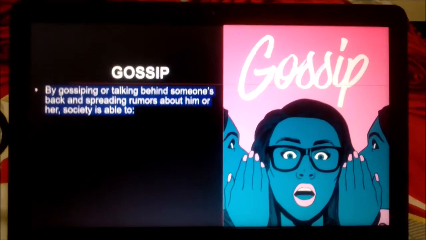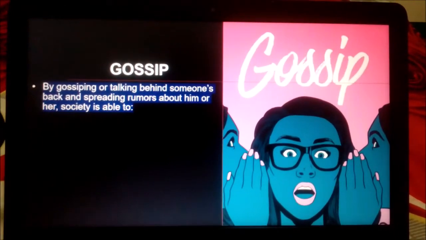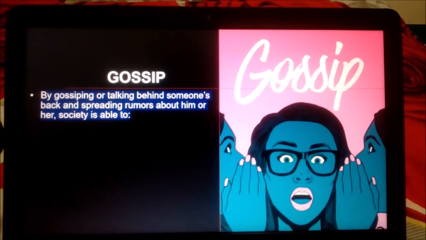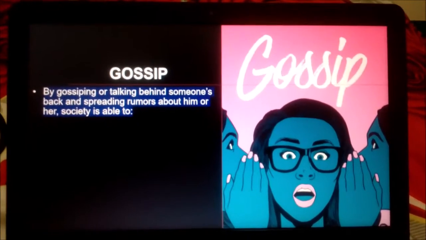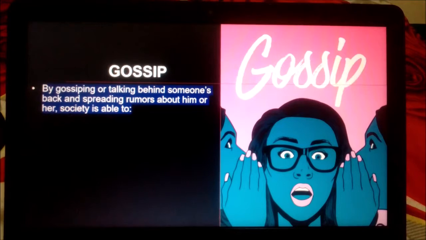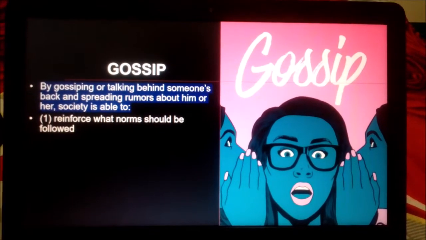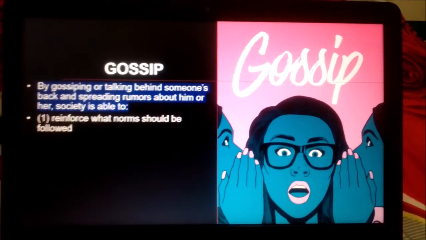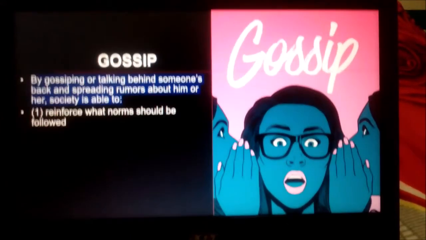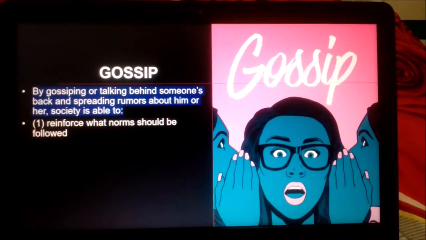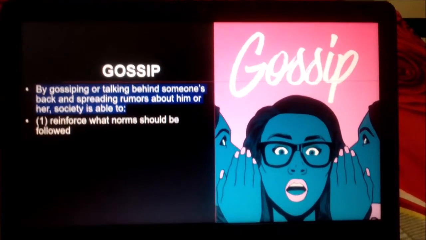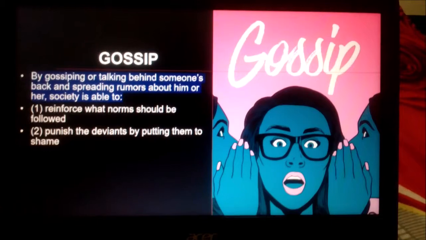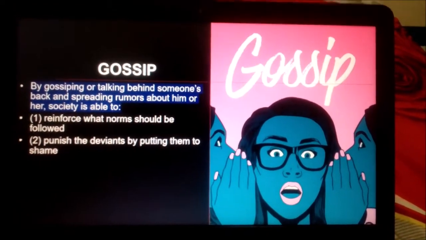When rumors about a person spread by means of gossiping, the society is able to, number one, reinforce what norms should be followed. Laws are set about gossip, like I told you: oral defamation, libel, accusations, fake news. So, that's one. Second, punish the deviants by putting them to shame.